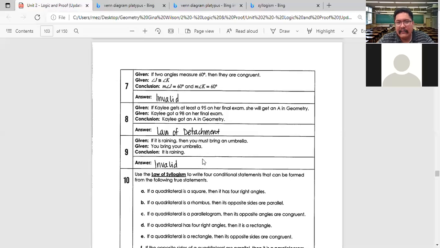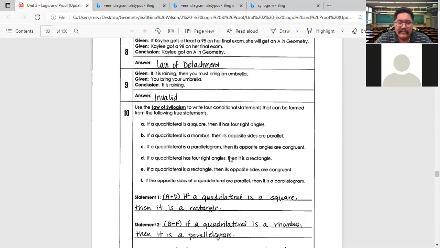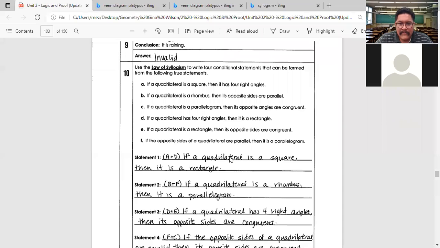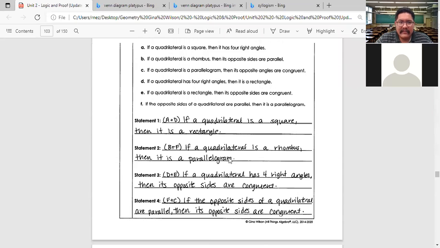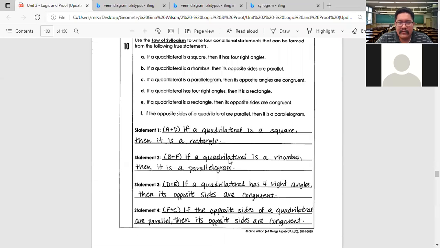And if it did, then that would be law of detachment as well. Or maybe it said, if you bring an umbrella, then you are dry, or something like that. There would have to be a third statement in order for it to be a syllogism. All right, so that one's just invalid. So I think that's it for this one. So we just go straight to the homework.